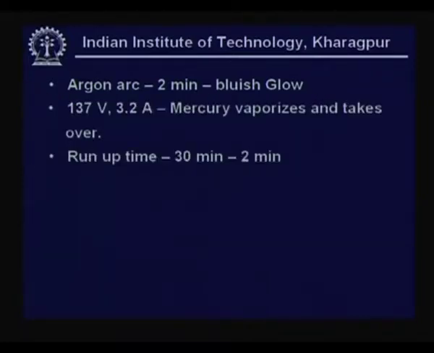Now, the early day mercury vapor lamps would have a very large run-up time. Run-up time is basically the time required from the time you switch on till the time when mercury takes over. This could be as high as 30 minutes, but today we have powerful lamps which can pick up in no time, that is in 2 minutes.